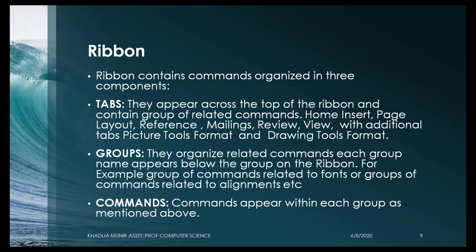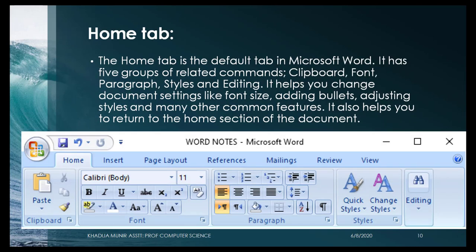Commands. Commands appear within each group as mentioned above. Home tab. The Home tab is the default tab in Microsoft Word. It has 5 groups of related commands: clipboard, font, paragraph, styles, and editing. It helps you change document settings like font size, adding bullets, adjusting styles, and many other common features. It also helps you to return to the home screen of document.